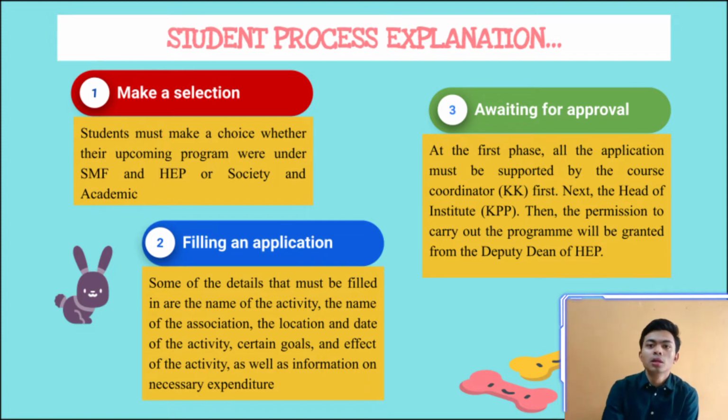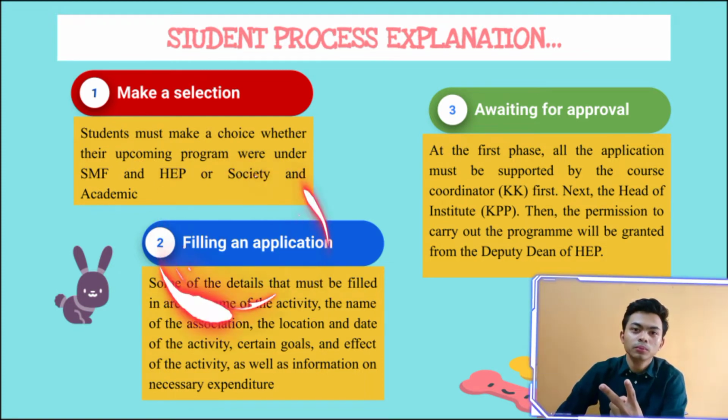For example, in student associations like society, the only person who has the authority to access the form is the secretary of every society. He or she is the person to fill in the student activity form and submit the final reports of the program.